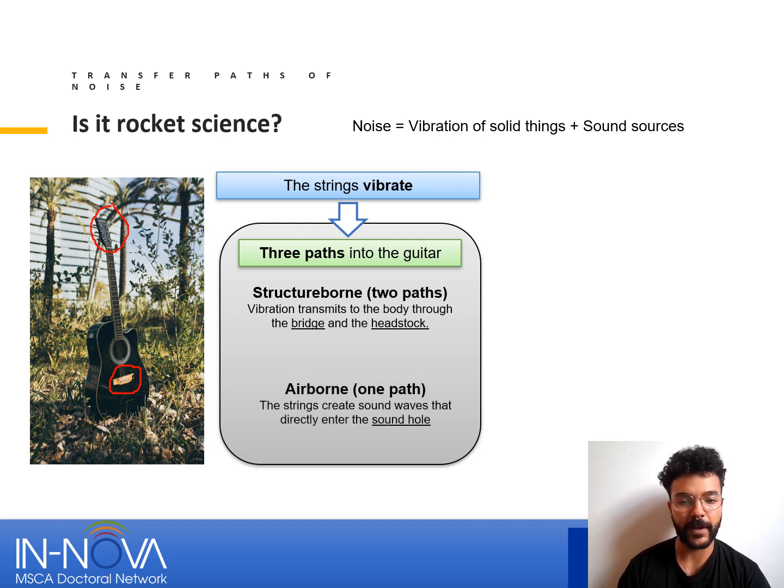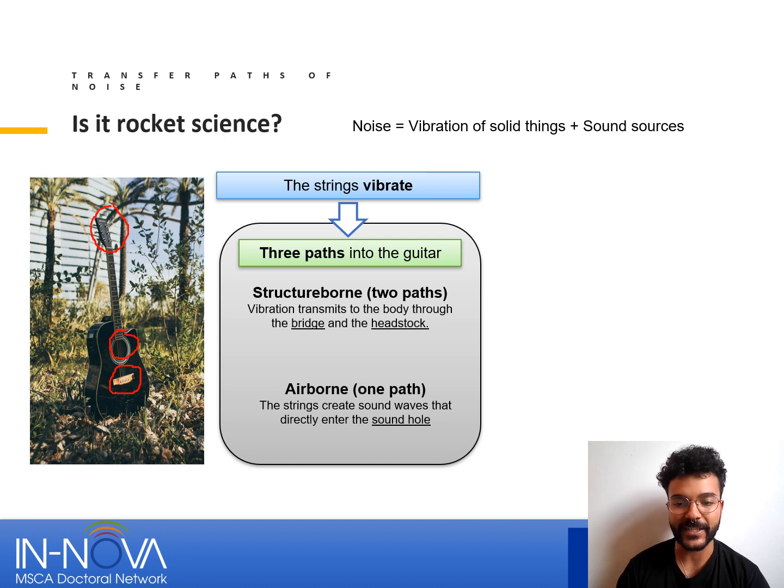Then an airborne path, which is constituted by the sound waves that the strings create, and they enter directly the sound hole. So the strings vibrate and the sound goes inside the body of the guitar through the sound hole.